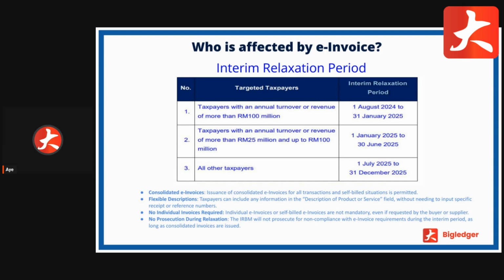And then no individual invoices are required. This means if your buyer requests an e-invoice, you don't need to issue it as long as you already submitted it as a consolidated e-invoice. Then, no prosecution during the relaxation period. IRBM will not prosecute for non-compliance with e-invoice requirements during the interim period as long as consolidated e-invoices are submitted.